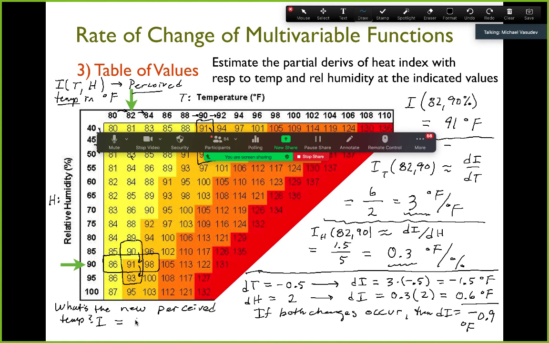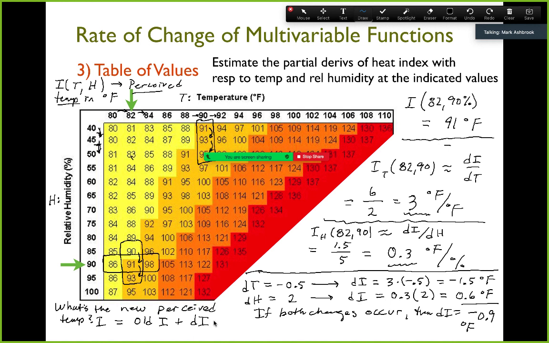All right, so then the new perceived temperature is I plus dI. Maybe the old perceived temperature plus the change in perceived temperature, which is 91 plus negative 0.9 equals 90.1 degrees Fahrenheit. Can you still read the bottom of my screen here? Yeah. Good. So yeah, new perceived temperature equals the original, the 91, plus the changes in perceived temperature due to changes in temperature and humidity, which was the combination of the negative 0.9, the negative 1.5, and the 0.6.